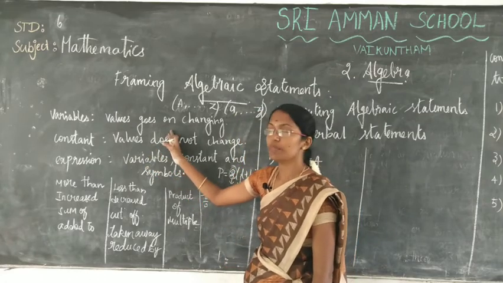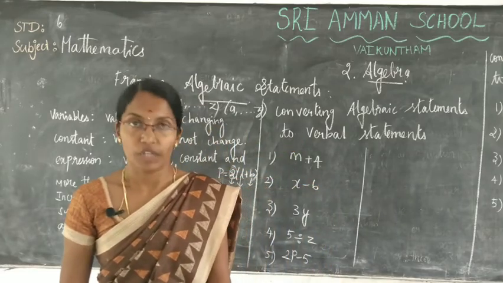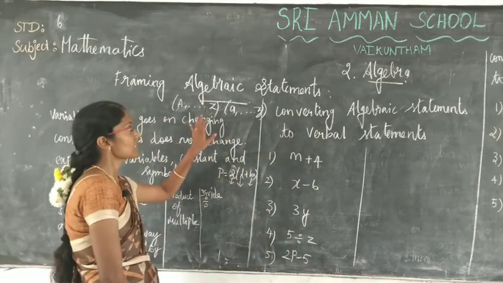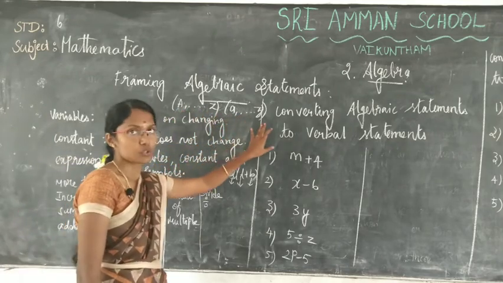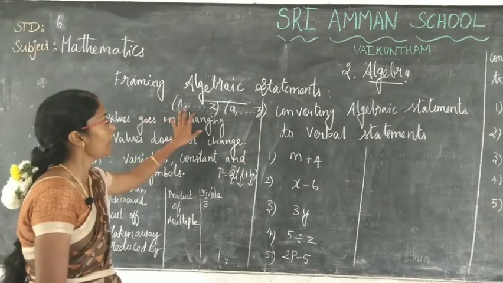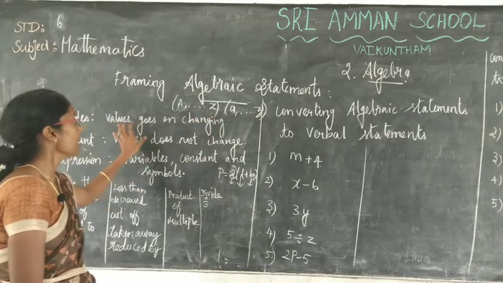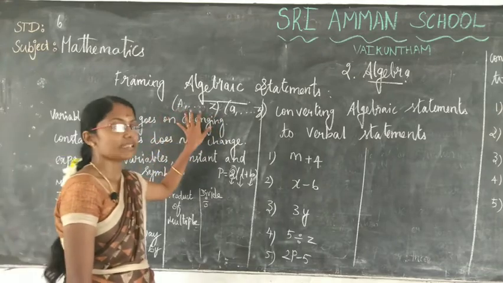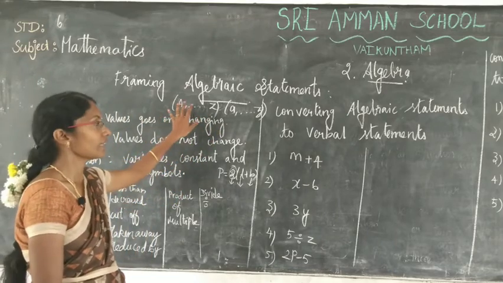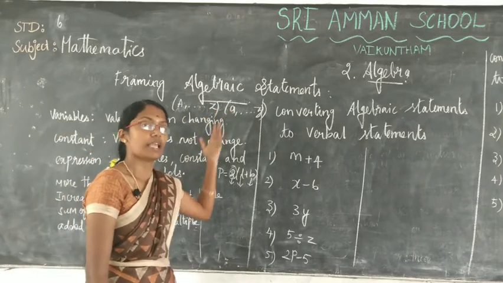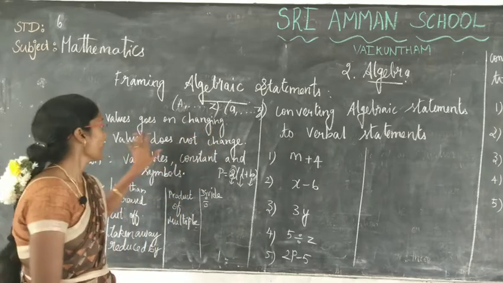So what are variables? Last session also I had discussed variables with you. Variables are nothing but letters, that is, from capital A to capital Z or small a to small z. These variables can take any value. Its value is not fixed. It goes on changing.